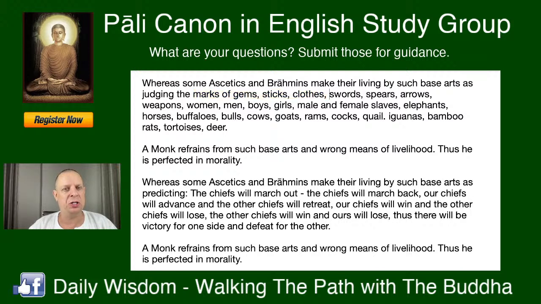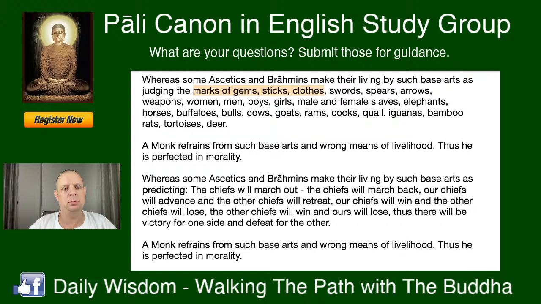However, for a household practitioner to sell swords, spears, arrows, or weapons, this is going to be wrong livelihood for everybody. And likewise, if they were selling women, men, boys, girls, male, female slaves, this is also wrong livelihood for everyone. And if they were to sell these animals, this is wrong livelihood for everyone because we're selling living beings. So that's the uniqueness here. Anything from swords all the way to deer is wrong livelihood for everyone, because it involves selling of weapons and selling of living beings. But these three right here wouldn't be a wrong livelihood, and they don't promote wrong view either.